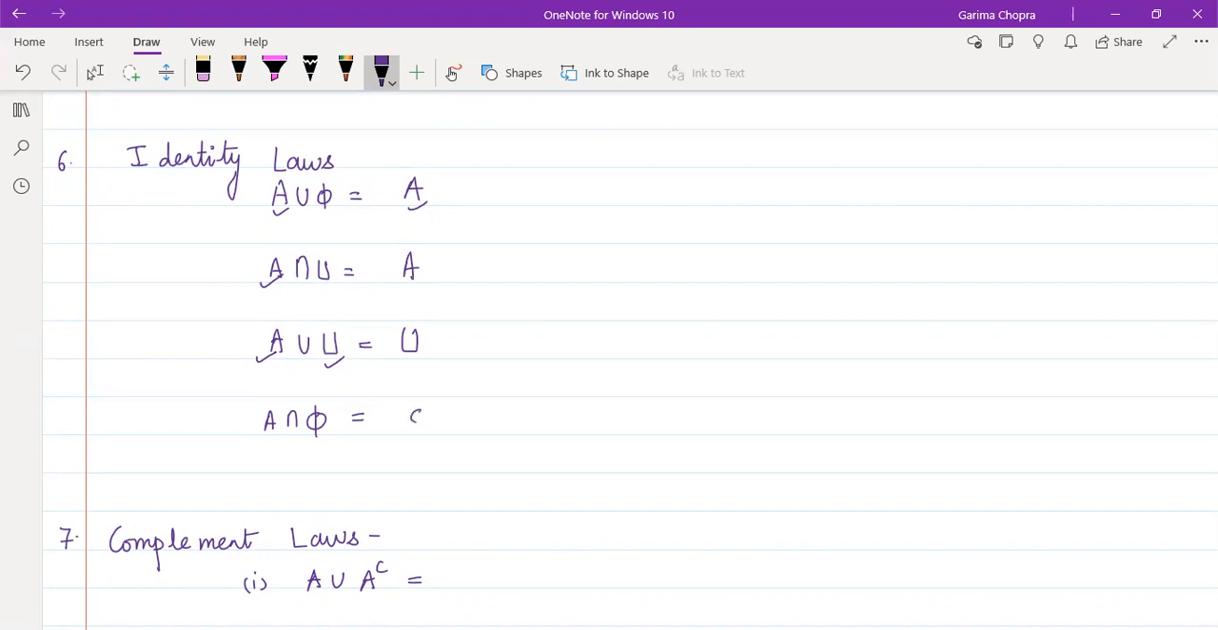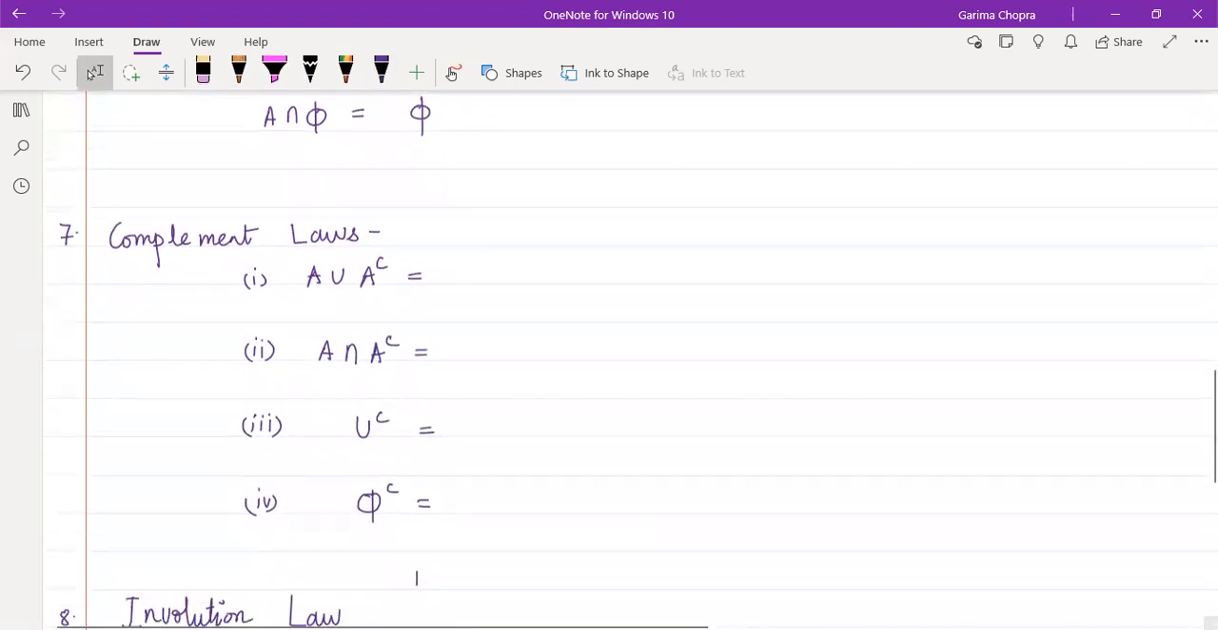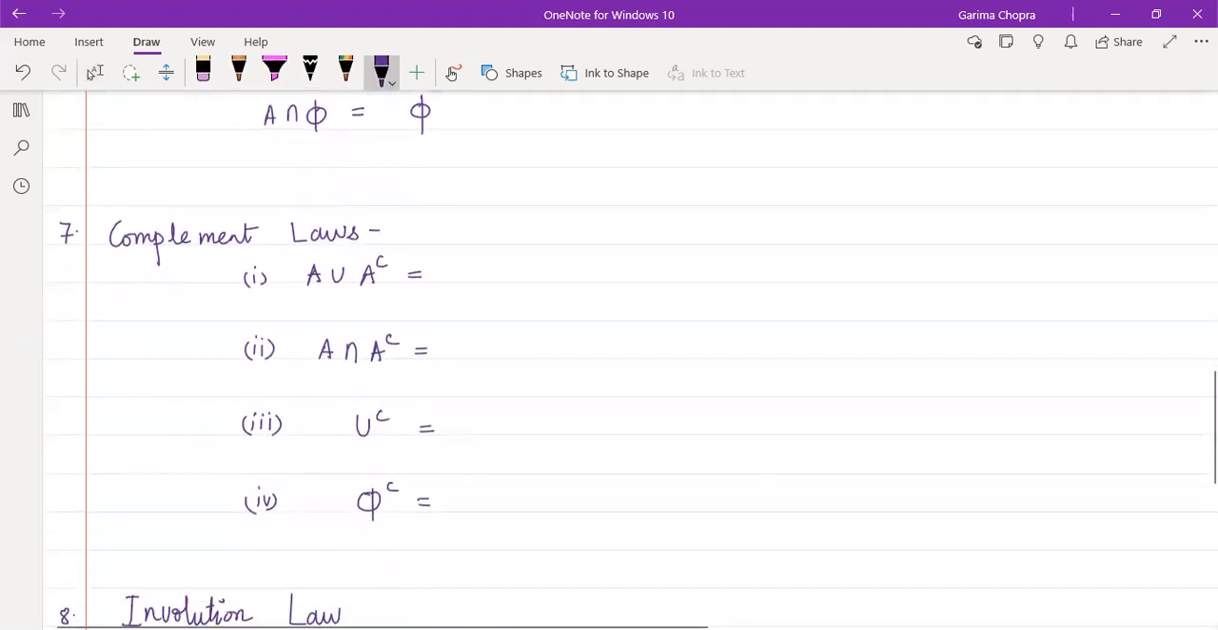So this intersection will be here, the null set. It will be phi. Now, the seventh is the complement law. The complement law is here we are taking the union of A and its complement. So it is the universal set. We can do the proof of this one. We can prove that this A union A complement will come as the universal set.